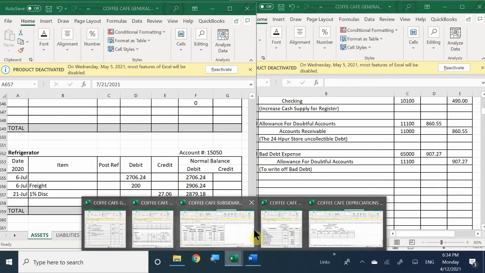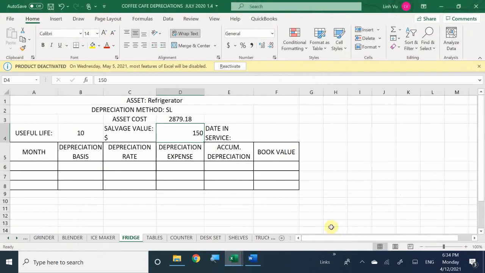$28.79.18. Okay. And we know it's straight line, right? 10 years, residual value of $150. Okay. So let's go ahead and compute this.